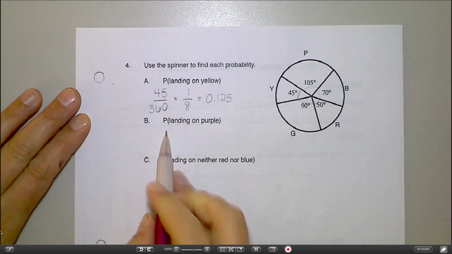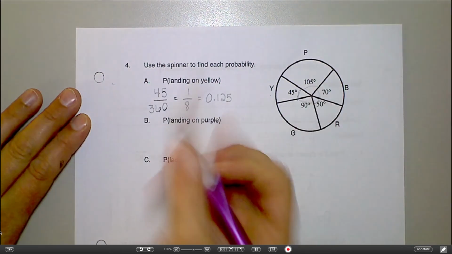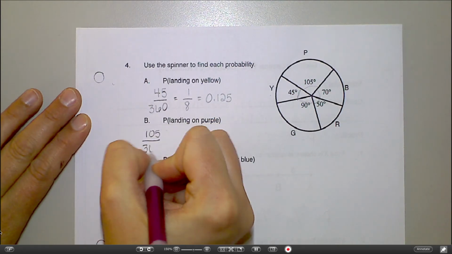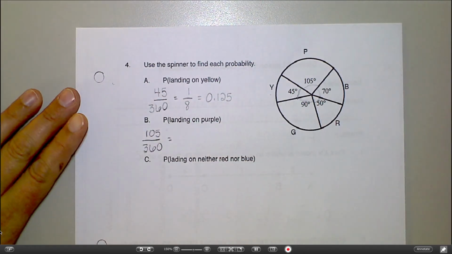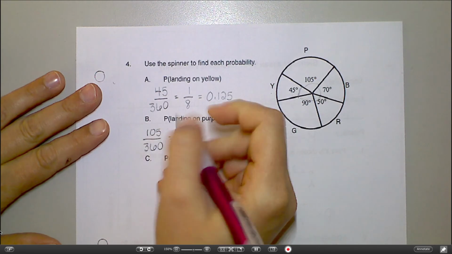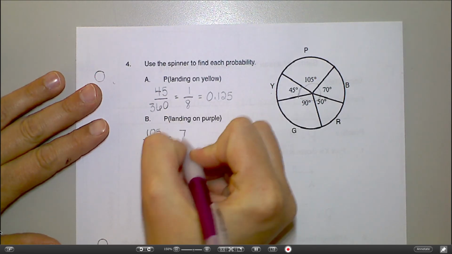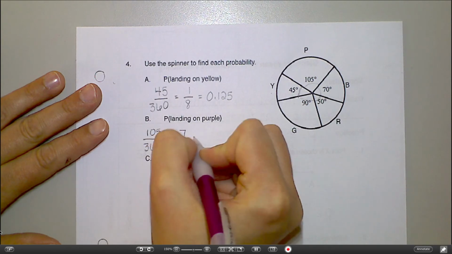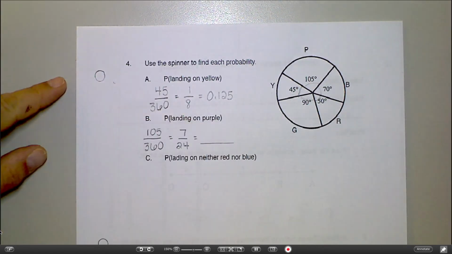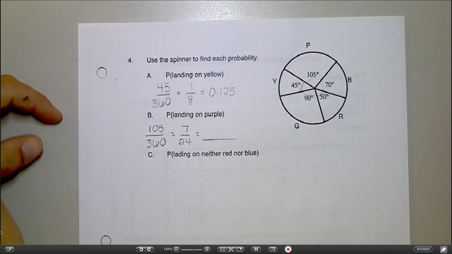Landing on purple, I'm going to assume purple is P, so that'd be 105 out of 360. I might need your help simplifying that. Anyone have what that reduces to? If you get a decimal, just hit the math button, then hit enter on fraction, and then enter one more time. 7 out of 24. Or it would have been fine to just give the decimal. When you divided and got that decimal, you could have left your answer like that if you didn't want to do it as a fraction.